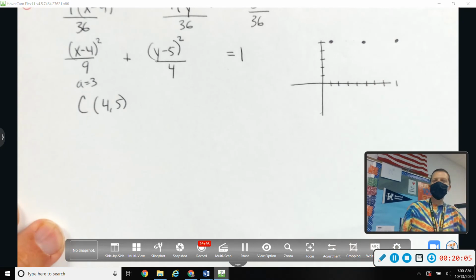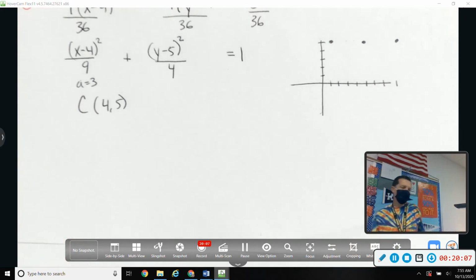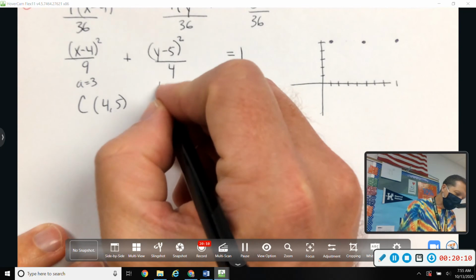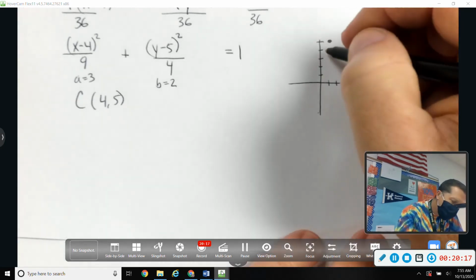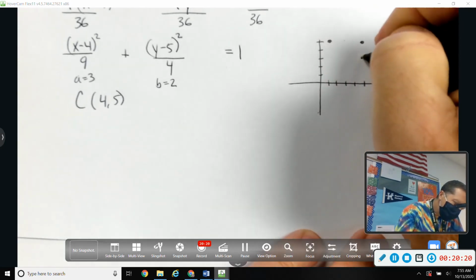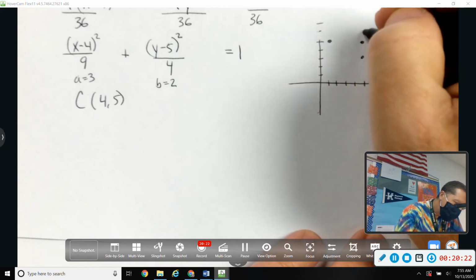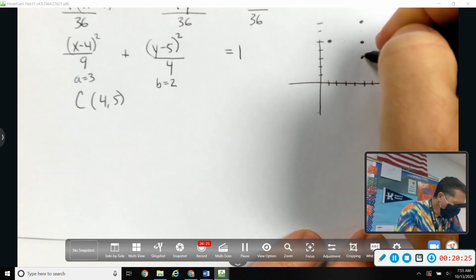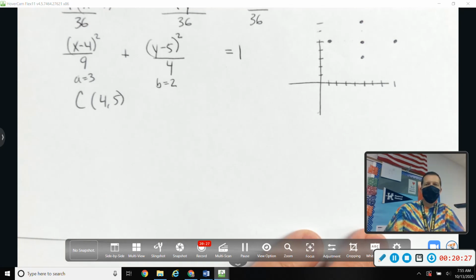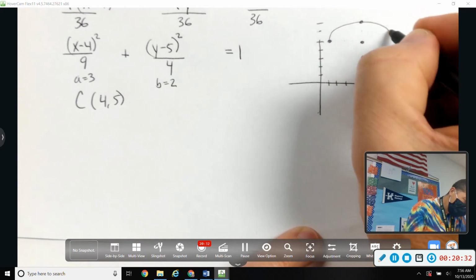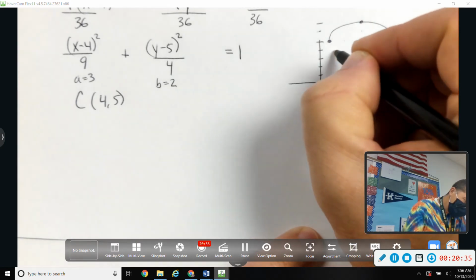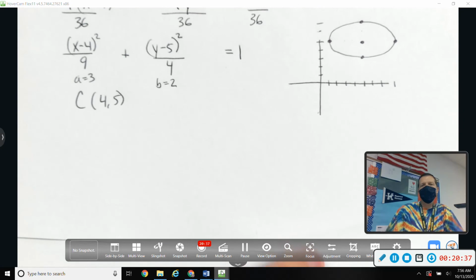Again, this will be much easier when you've got your own grid paper to work on. Under the y is 4, so that's 2 squared. So we'll go 2 up and down. And that's enough to sketch in our ellipse. That's not too bad.